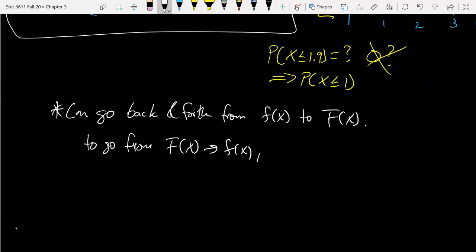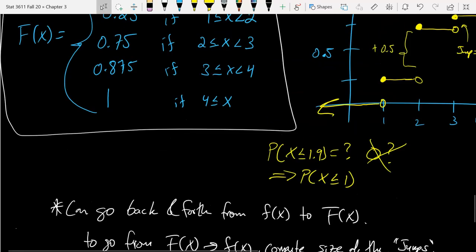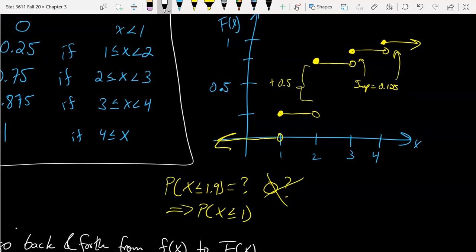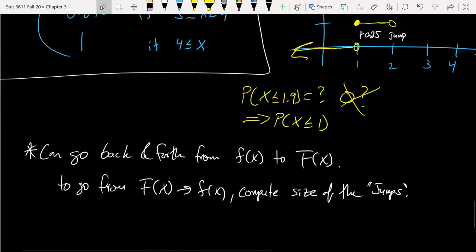To go from capital F to little f, you compute the size of the jumps. So I can look at the graph here and say, look, there is a jump right here. This is a jump of 0.25. Probability that x takes on 1 then is 0.25 because that's the size of the jump. The size of the second jump right here is 0.5. So then I can derive that probability. The size of this jump is 0.125, and I can derive that. Okay? So we should be able to go back and forth from there.